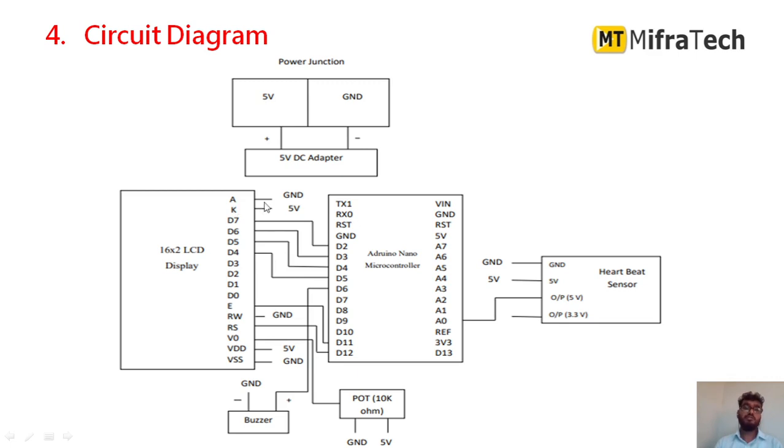The pin A has to be connected to ground of the power junction, and K has to be provided in order to provide power supply for this display. So that I have connected to 5V of power junction.